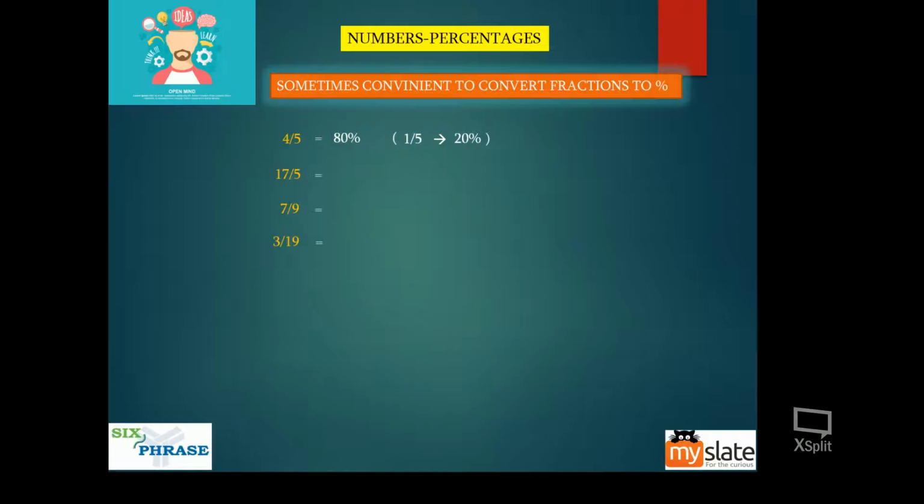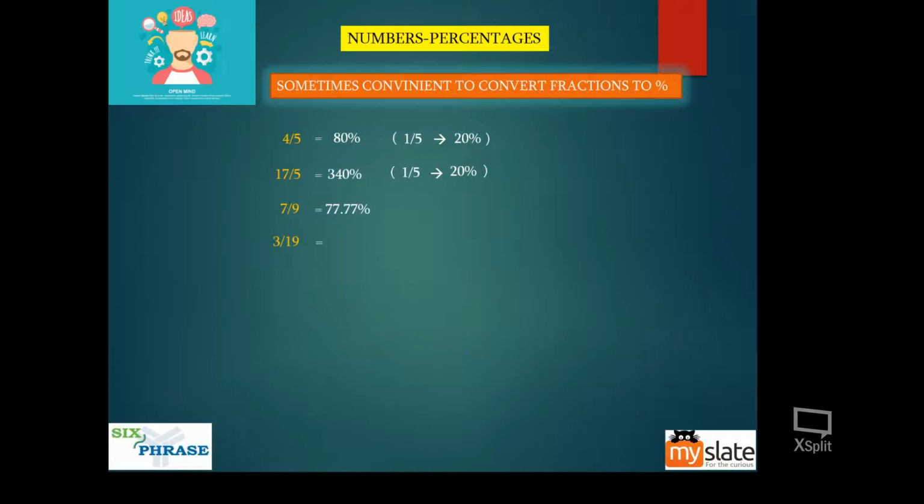If I ask you what is 3 by 5, you will say it is 60 percentage. So like this, it becomes easy. Now 17 by 5, it is nothing but 340 percentage. Multiply 17 by 20. To get 4 by 5, you multiply 20 by 4, right? So to get 17 by 5, you multiply 17 by 20, you get 340 percentage. And the reason is again 1 by 5 is 20 percentage.